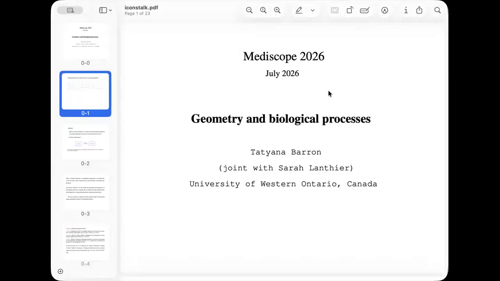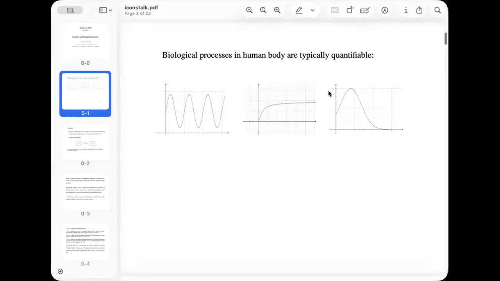This talk is about geometry and biological processes. I will present the results obtained jointly with my student collaborator, Sarah Lanthier.